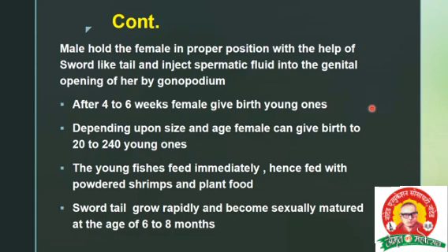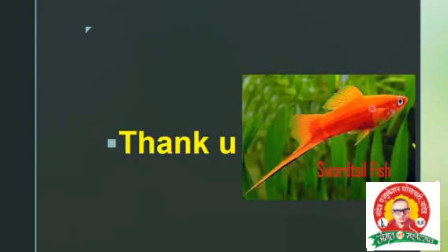Then swordtail grows rapidly and becomes sexually mature at the age of 6 to 8 months. It means after 6 to 8 months, it is mature for the purpose of breeding. Okay. Thank you.